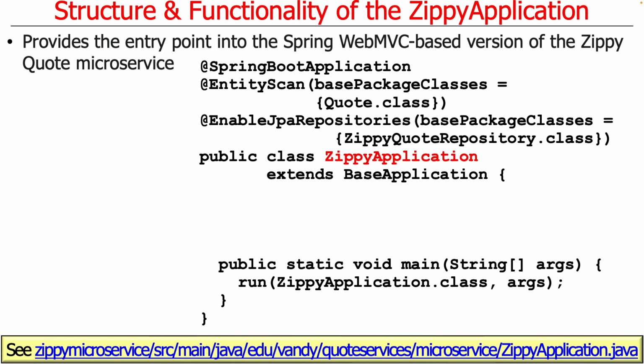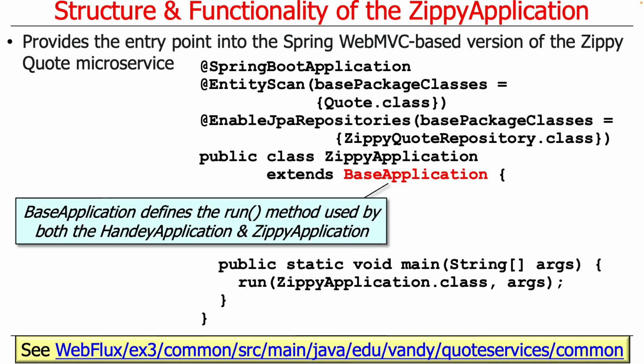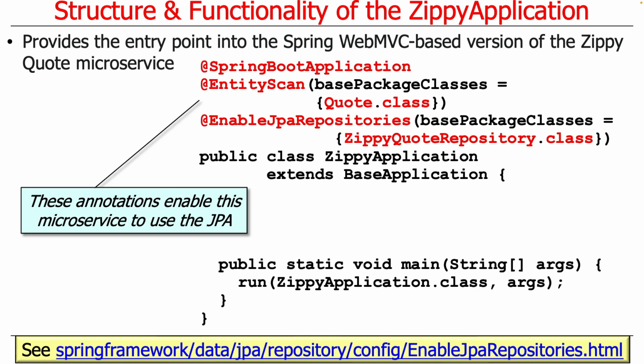So first, let's take a real quick look at the Zippy application. This is very similar to what we did for the Handy application. As you can see, that's the entry point into the Spring WebMVC-based version of the Zippy microservice. So this is actually using Spring WebFlux, but you'll see under the hood it uses some of the synchronous behaviors that we would expect from Spring WebMVC. We extend the base application, so we get this run method. We'll talk about that in a second.